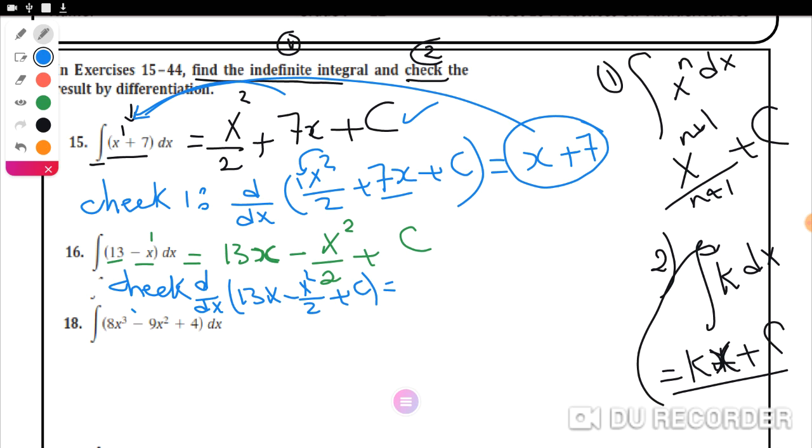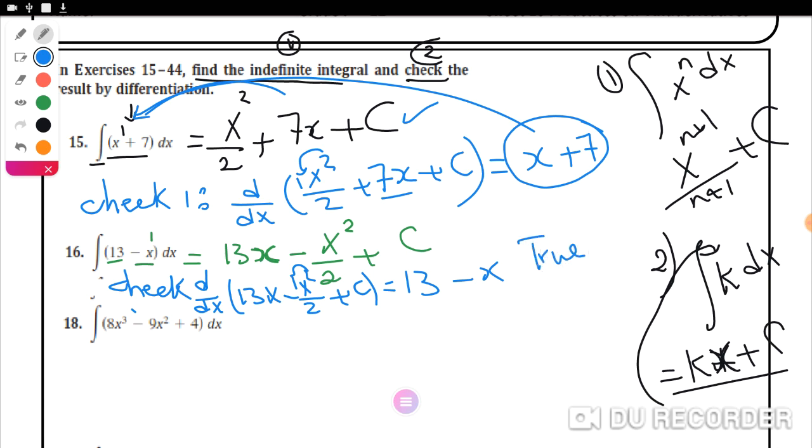It will be the derivative of 13. Don't confuse differentiation and integration. Put the rules of differentiation and integration down and distinguish between them: what we do here and what we do here. It will be 13, then 2 multiplied by half gives minus x. The derivative of the constant is 0. It is the same as the integrand function. True.